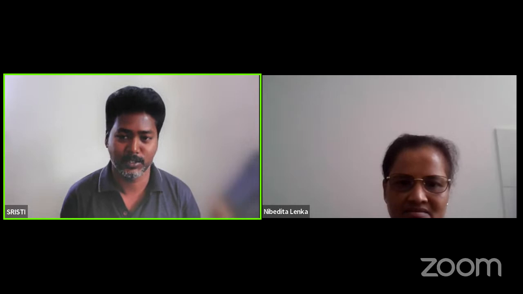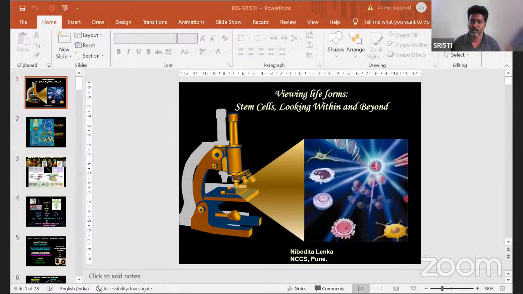Today we are entering our BIIS-11 of this workshop. For the first lecture, we have with us Dr. Nivedita Lenka from National Center for Cell Science, Pune. She is a very senior faculty there, scientist staff. Her research group focuses on exploring the guiding cues underlying the cell fate decision machinery using pluripotent stem cells, embryonic stem cells as a model system. She is working on that.